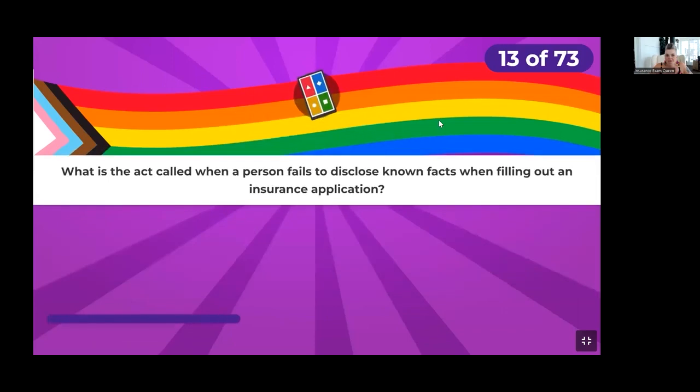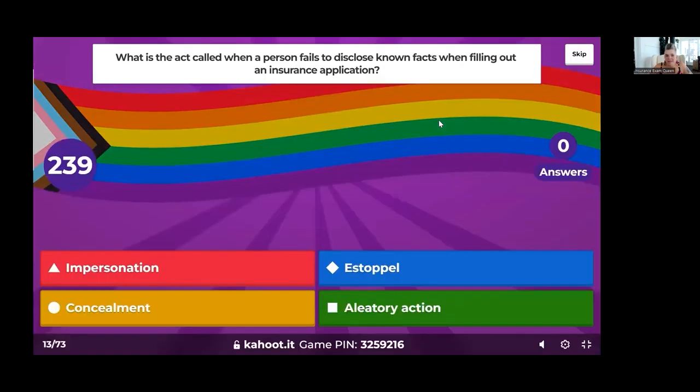What is it called when a person fails to disclose known facts when filling out an insurance application? So you know it and you're choosing not to say it. This is what we would call concealment. You are hiding it. You are withholding it. You are keeping it. And that is concealment. Concealment is when I know a fact and I'm not willing to share that fact. I'm keeping it quiet. So our answer here is concealment.